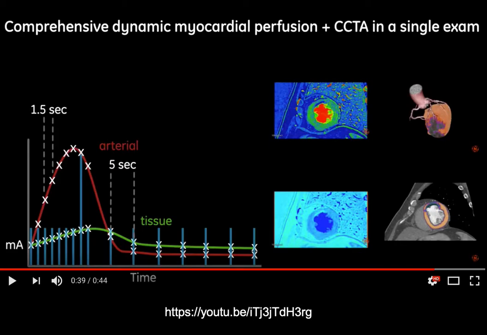Then we get our coronary scan, and now we want to follow it up with pictures every, for example, 5 seconds. So to get this functional information, you now need 20 scans instead of 1.